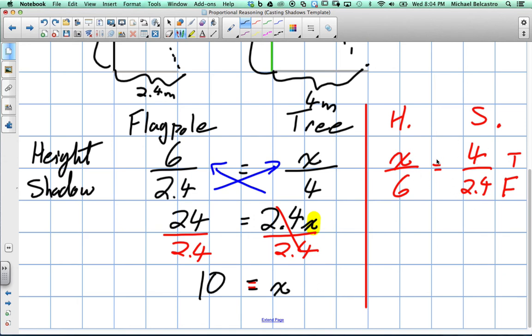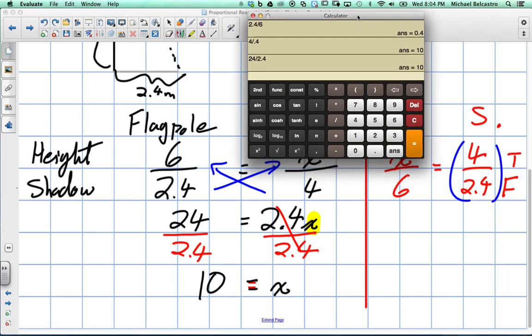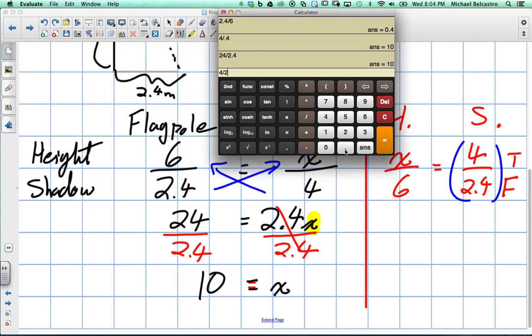We've set up a different ratio. Now we're going to try to solve it a different way. Let's see if we get the same answer. Instead of cross multiplying off the bat, I'll actually divide these values, so we'll end up with a decimal. So 4 divided by 2.4 equals 1.666.